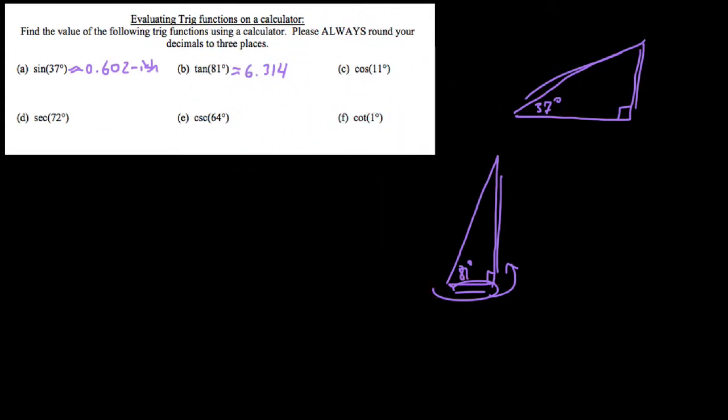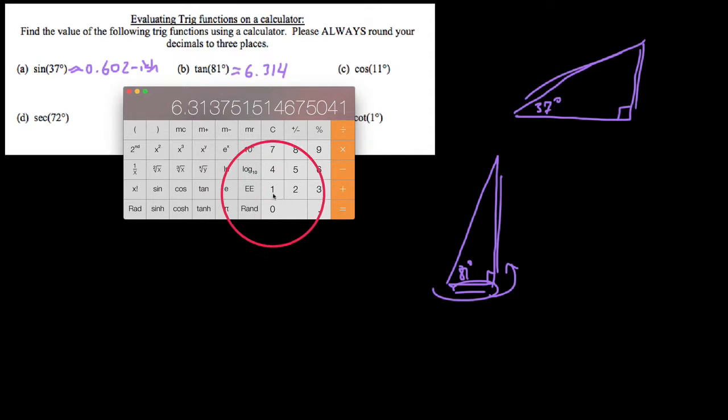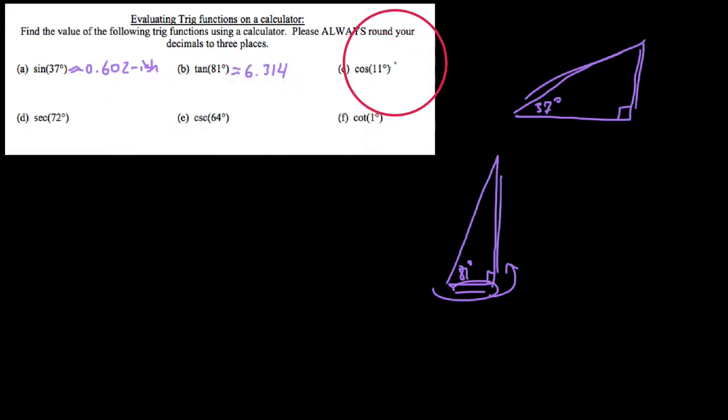And then last but not least, we say cosine of 11-degree angle here. We just say 11 cosine. We get approximately 0.982. So it's not so much these trig functions that I'm worried about anybody evaluating on a calculator, but so much as the reciprocal trig functions.